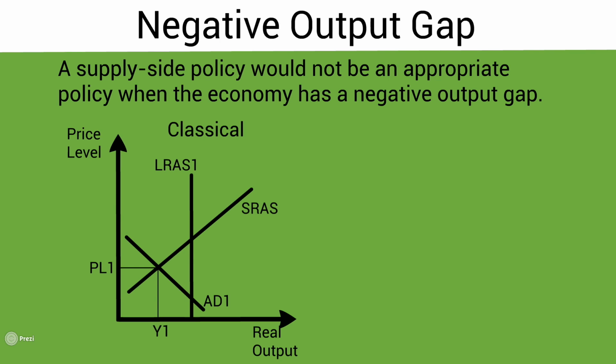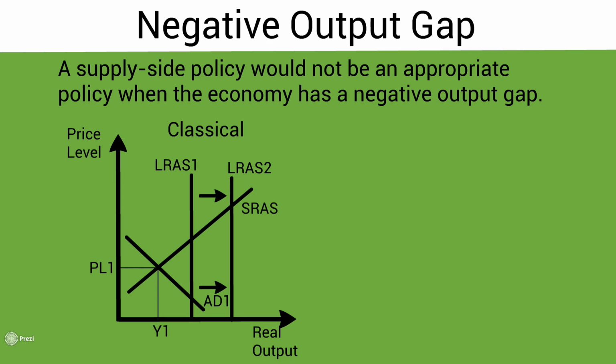Now assume that the government then adopts some supply-side policies which increases the productive potential of the economy, which is represented graphically by the LRAS curve shifting outwards. In the short run, the economy will be in an equilibrium where aggregate demand crosses the short-run aggregate supply curve, which is in the same place as it was before, with a price level of PL1 and an output level of Y1. The supply-side policy here has not decreased the negative output gap and has actually increased the negative output gap because the economy's productive potential has increased.